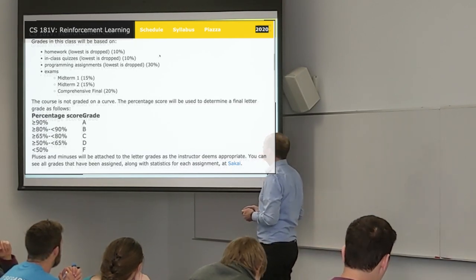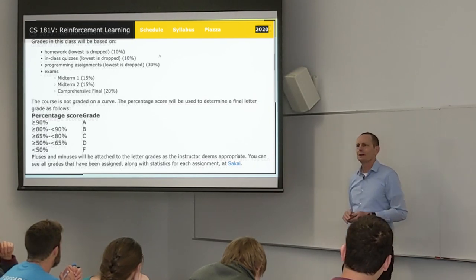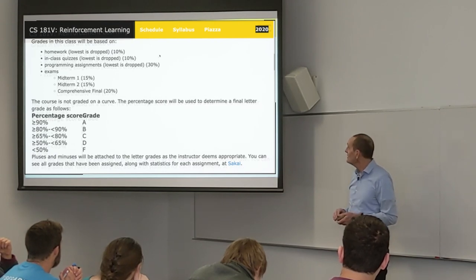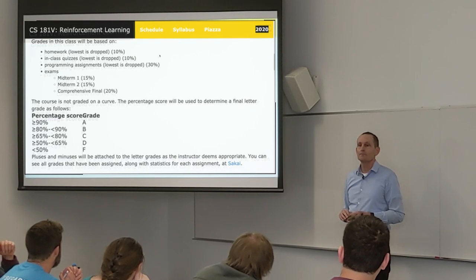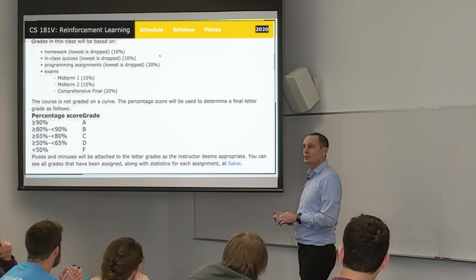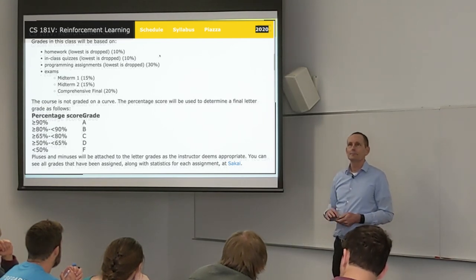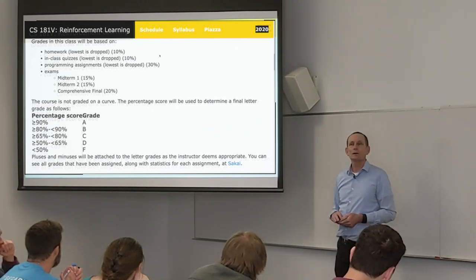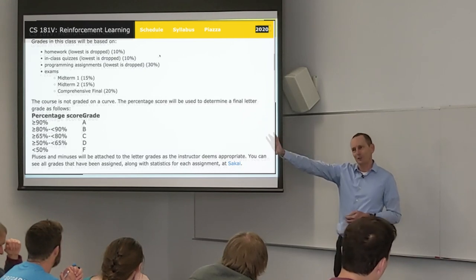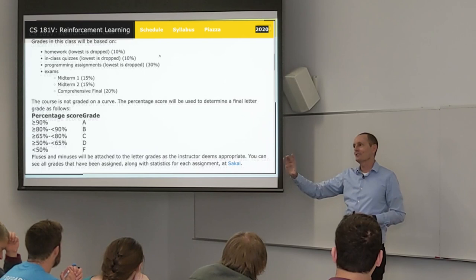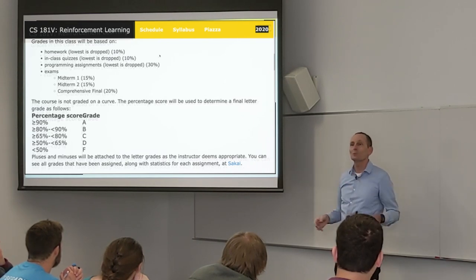There are programming assignments. I believe there are 8 of them. They're all on the schedule as well. The lowest of that will be dropped as well. As you can see, that's weighted fairly heavily, 30%. And then there are 3 exams, 2 midterms, which, what do we call those? Cover the material in the first part of the semester and sort of the next 2/3. And then the final exam is a cumulative exam.